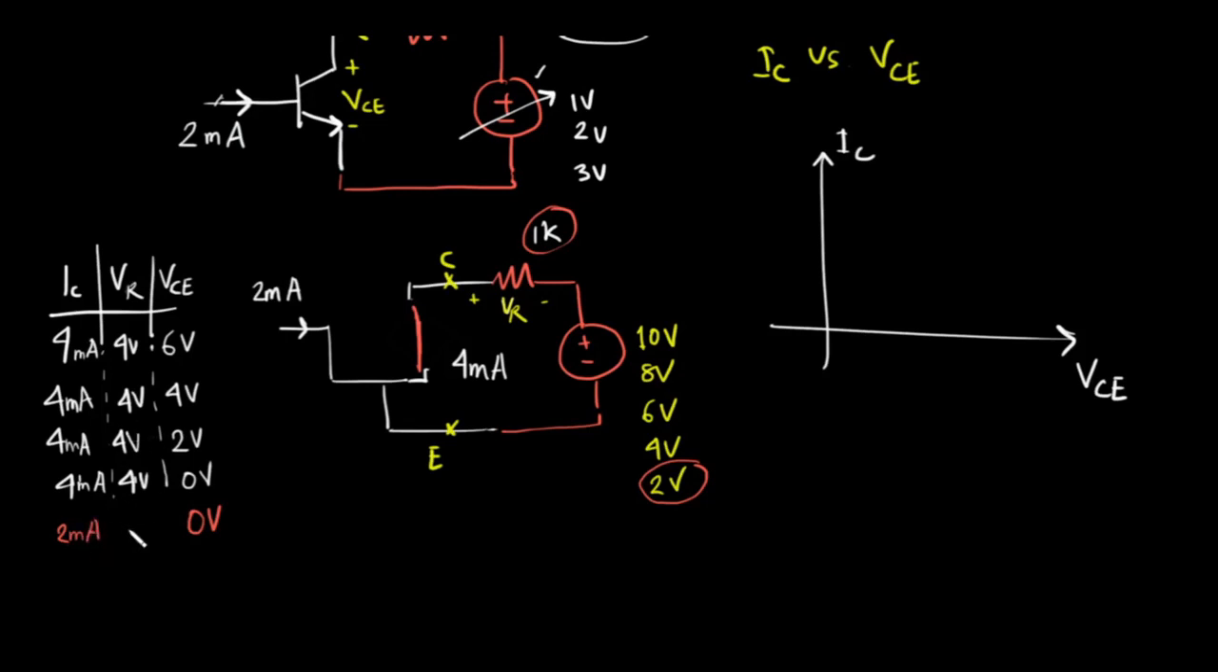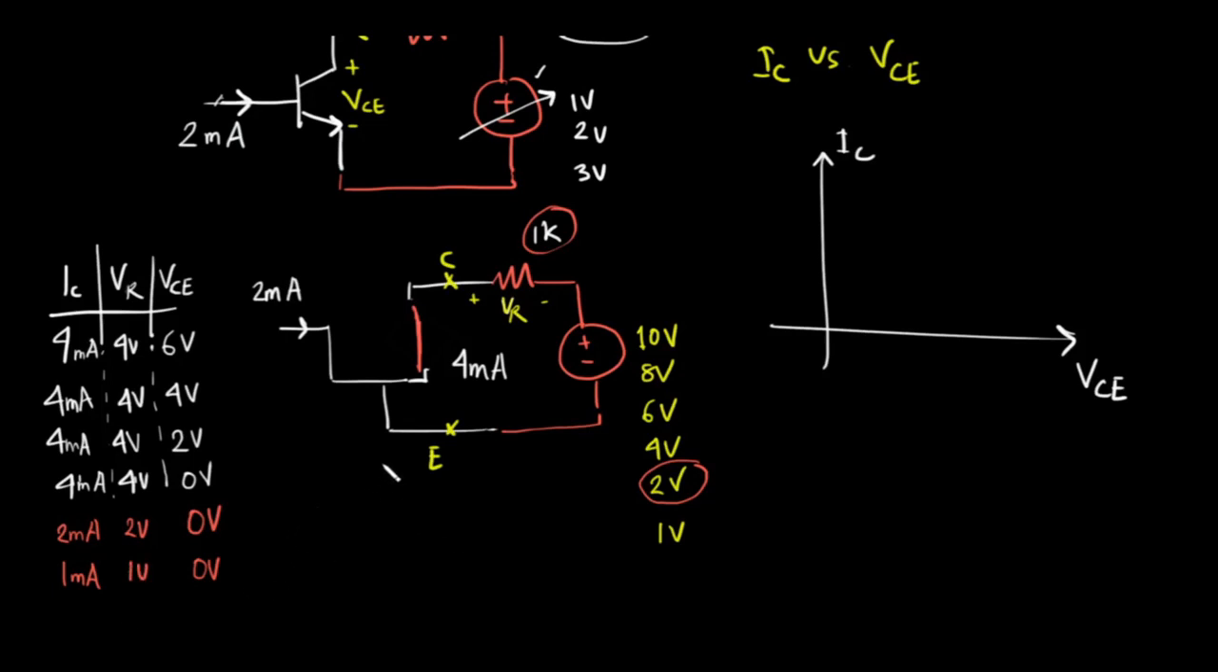Okay, and this VR will be 2 volt. Similarly, if we decrease the voltage even further, I go to 1 volt, then VCE will be constant at 0 volt and IC will be 1 volt by 1 kilo ohm, that is 1 milliampere. Okay, and this VR will be 1 volt.